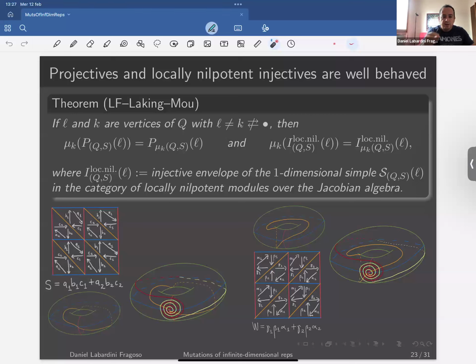Yeah, because somehow my question is, how do you define the cluster variable associated to the projective? Do you define it as the Caldero-Chapoton function? Yes. Of the projective, it's a denominator corresponding to the dimension vector of the indecomposable projective of the quiver, the corresponding path algebra.